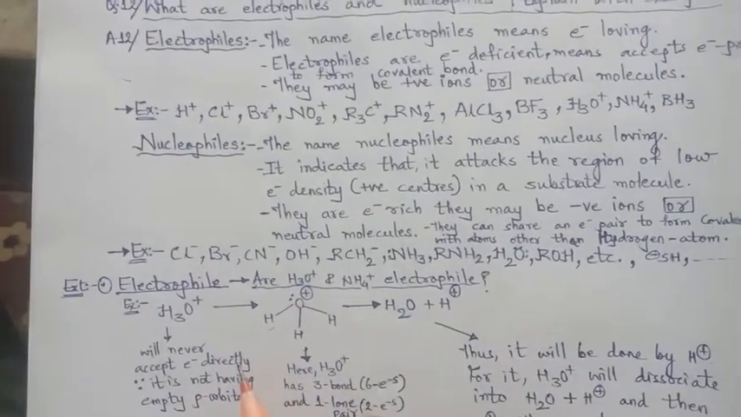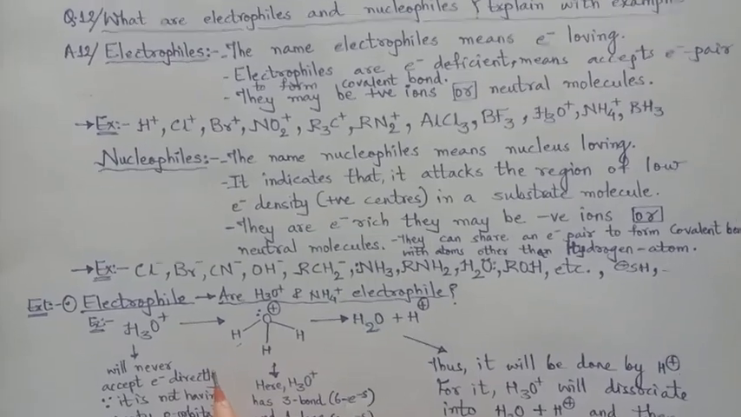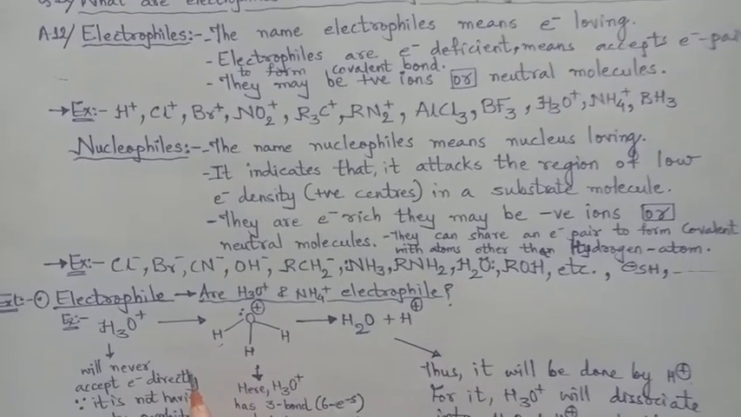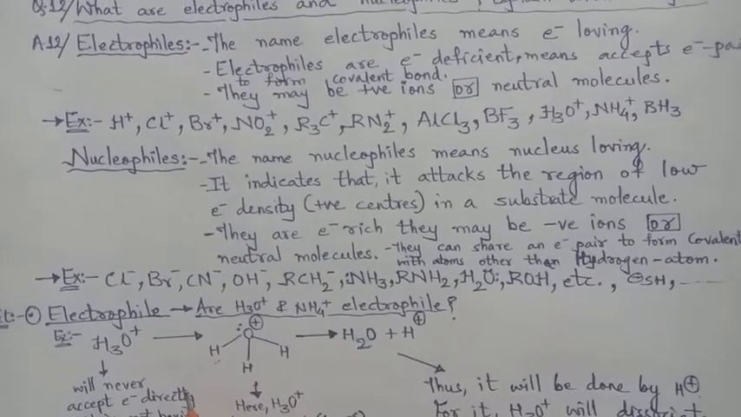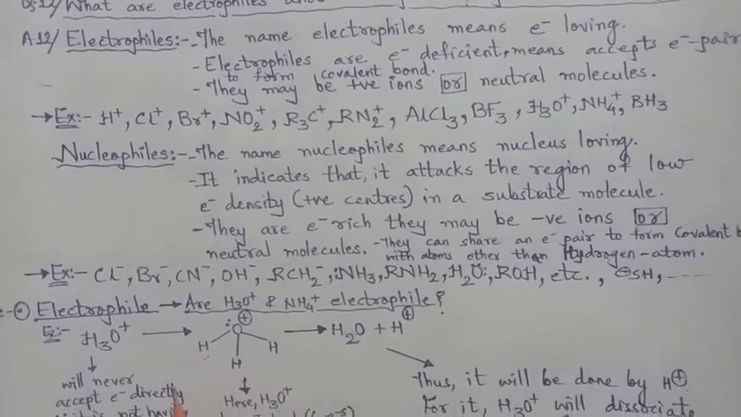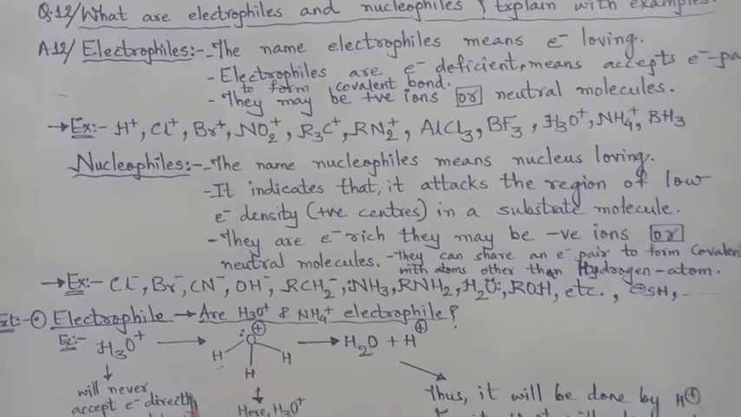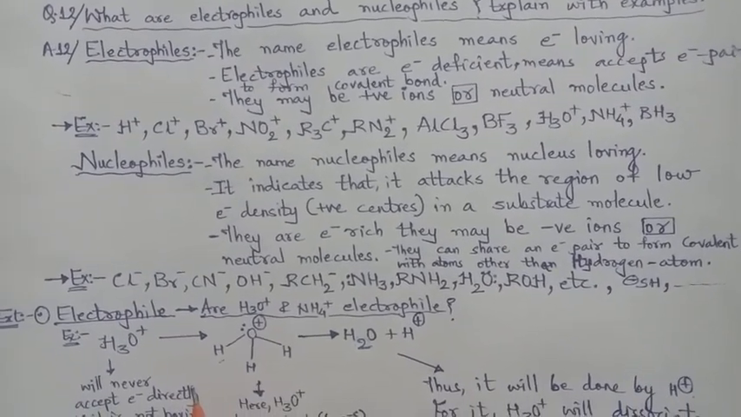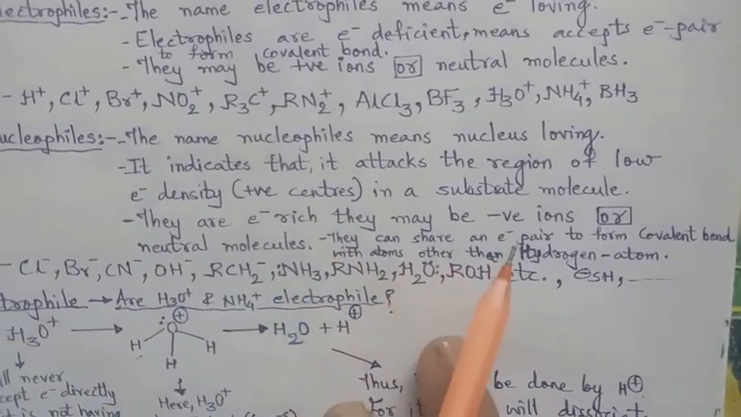And nucleophiles, the name nucleophile means nucleus loving. It indicates that it attacks the region of low electron density. Low electron density, that means those who are carrying positive charge in a substrate molecule. They are electron rich. They may be negative ions or neutral molecules. They can share an electron pair.